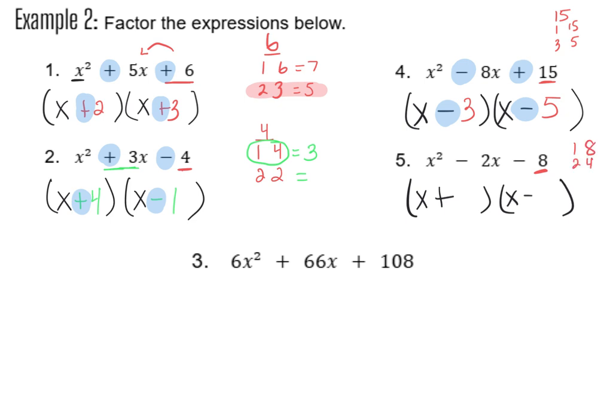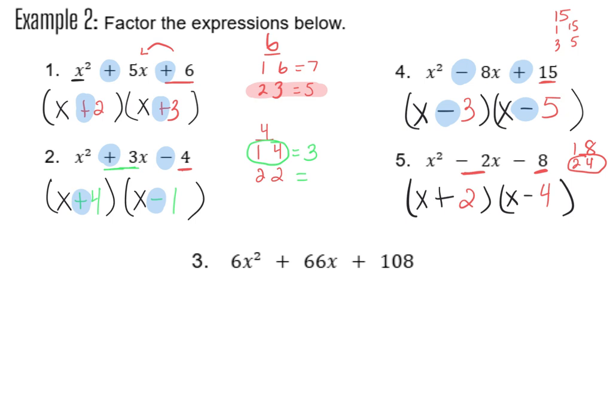And then I want to identify which ones add or subtract to give me 2. Well, 2 and 4 are the only possibilities. So I just need to decide which one is going to go with a negative. Well, my B term is a negative, so my bigger number is going to go with the negative. This guarantees that when I add these two numbers together, it will give me a negative 2.